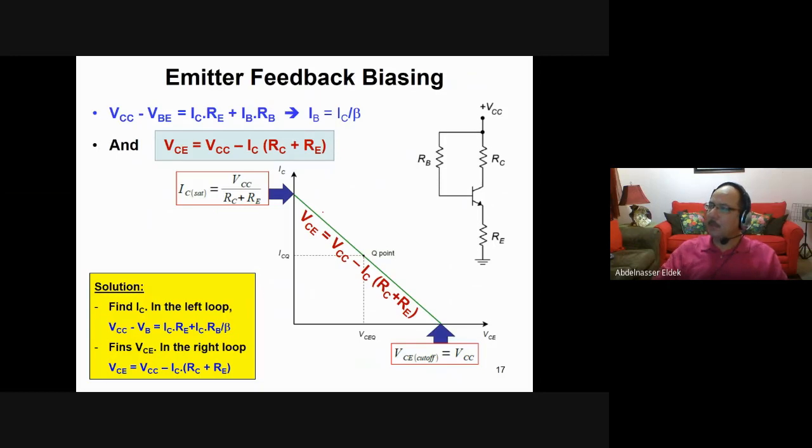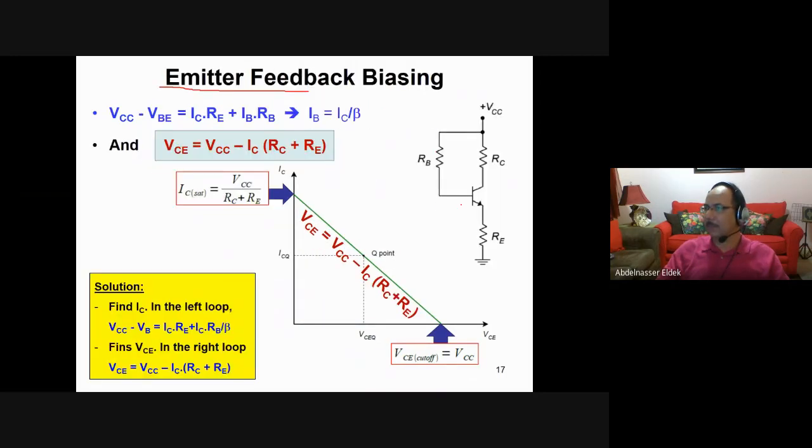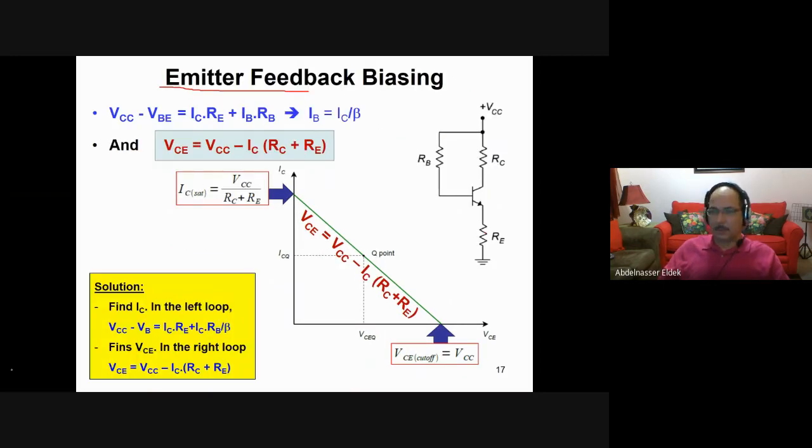There's another method which is called emitter feedback. So we have this resistor here, RE. Besides this one, we have this resistor. The previous one does not have this resistor. We have this RB connected here. Let's use a pointer. RB was connected here, and we did not have RE in the previous example.